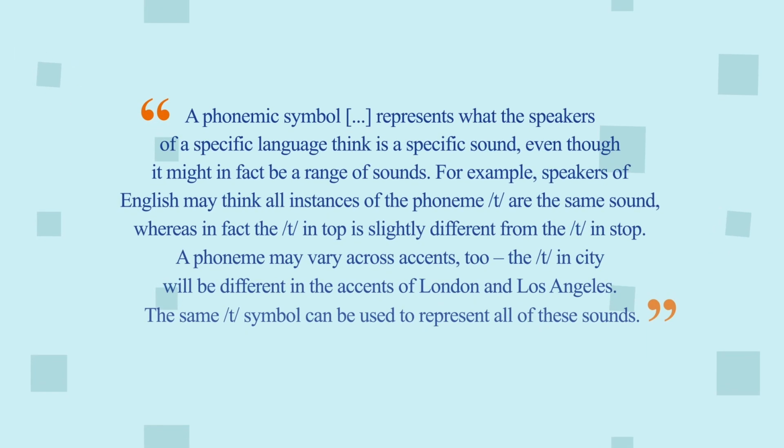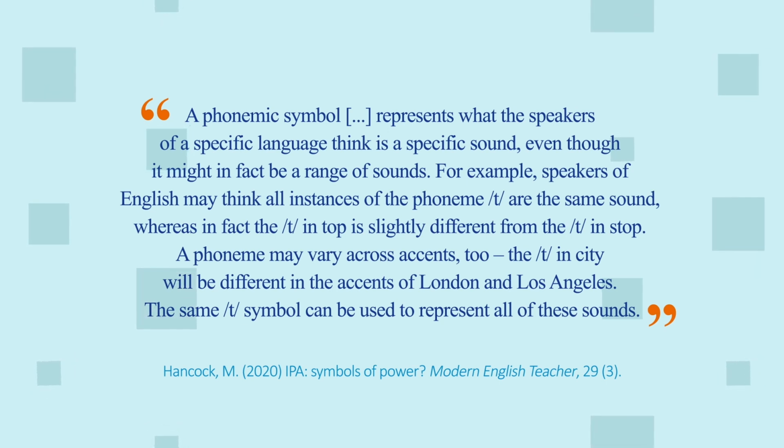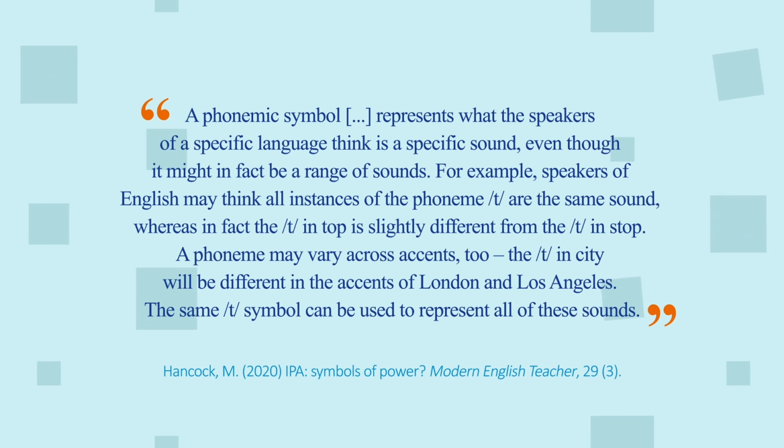In the words of Mark Hancock, a phonemic symbol represents what the speakers of a specific language think is a specific sound, even though it might in fact be a range of sounds. For example, speakers of English may think all instances of the phoneme t are the same sound, whereas in fact the t in top is slightly different from the t in stop. A phoneme may vary across accents too. The t in city will be different in the accents of London and Los Angeles. The same t symbol can be used to represent all of these sounds.